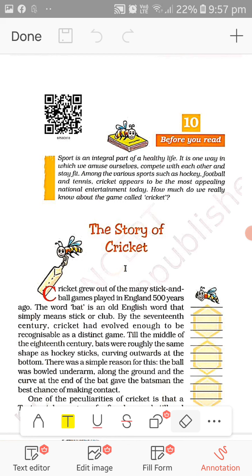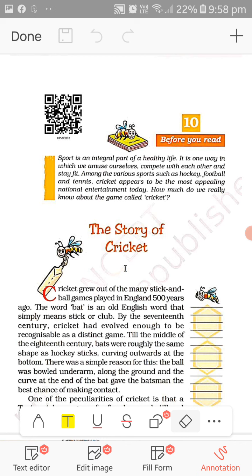They make life healthy, and it is one way in which we can amuse ourselves, that is, make ourselves enjoy, and we compete with each other and we stay fit, right? When we are engaged in exercise and sports, we keep ourselves fit. There are various sports like hockey, football and tennis, but children, cricket appears to us the most appealing national game today. It appeals to us more than other games. That is why cricket viewers are more than hockey and football viewers.